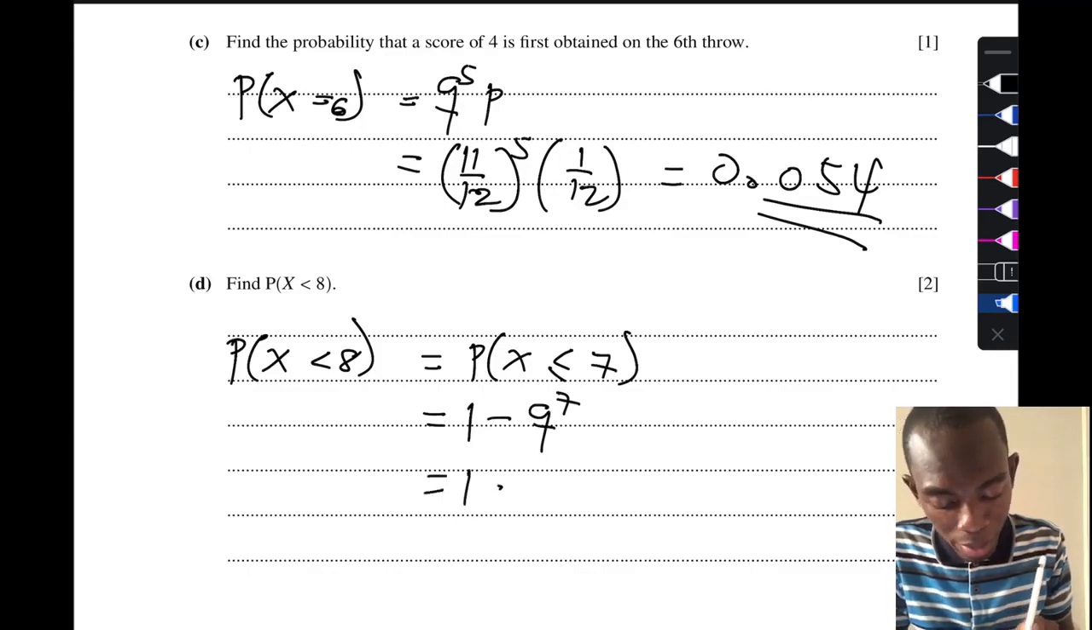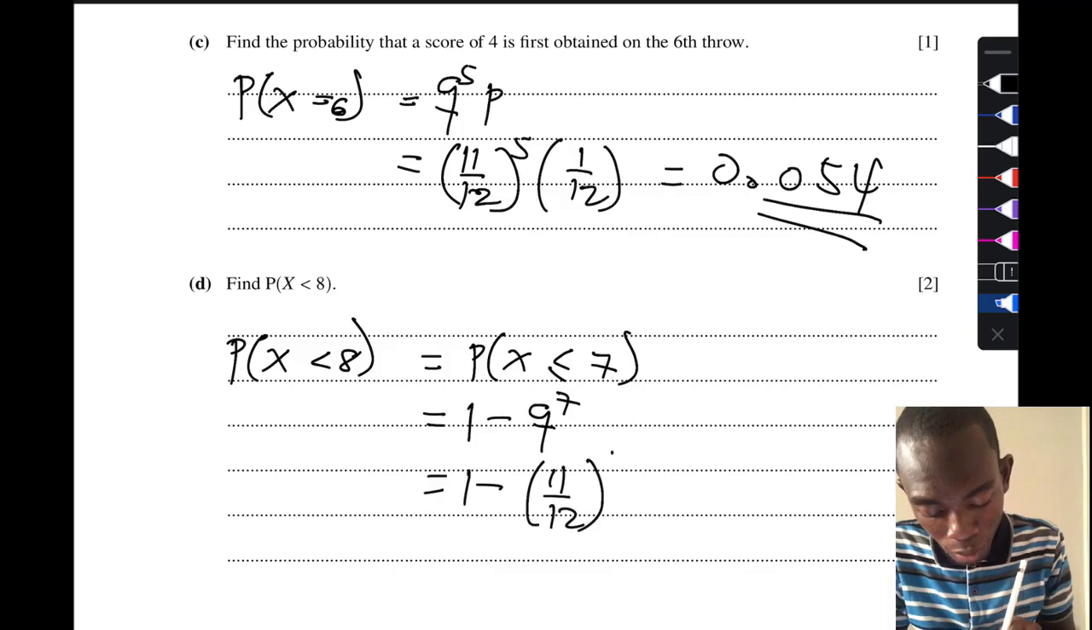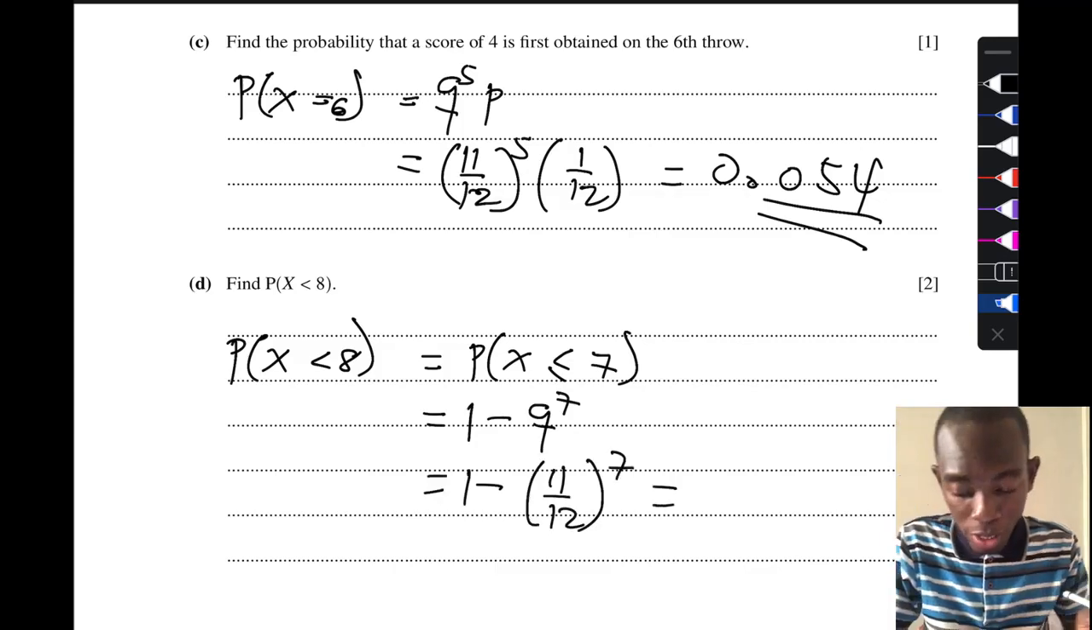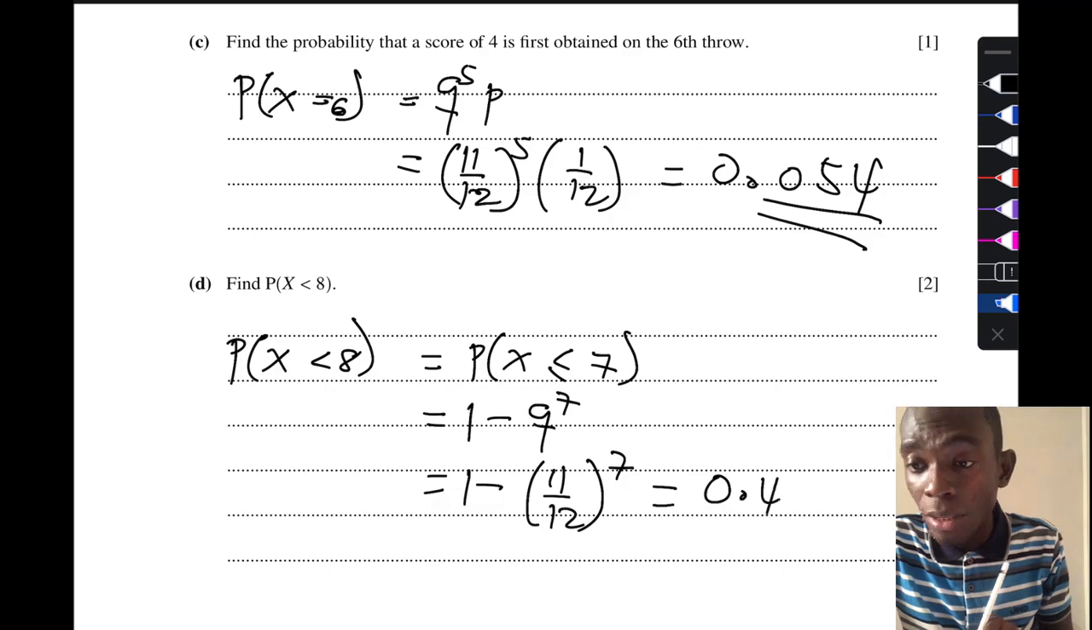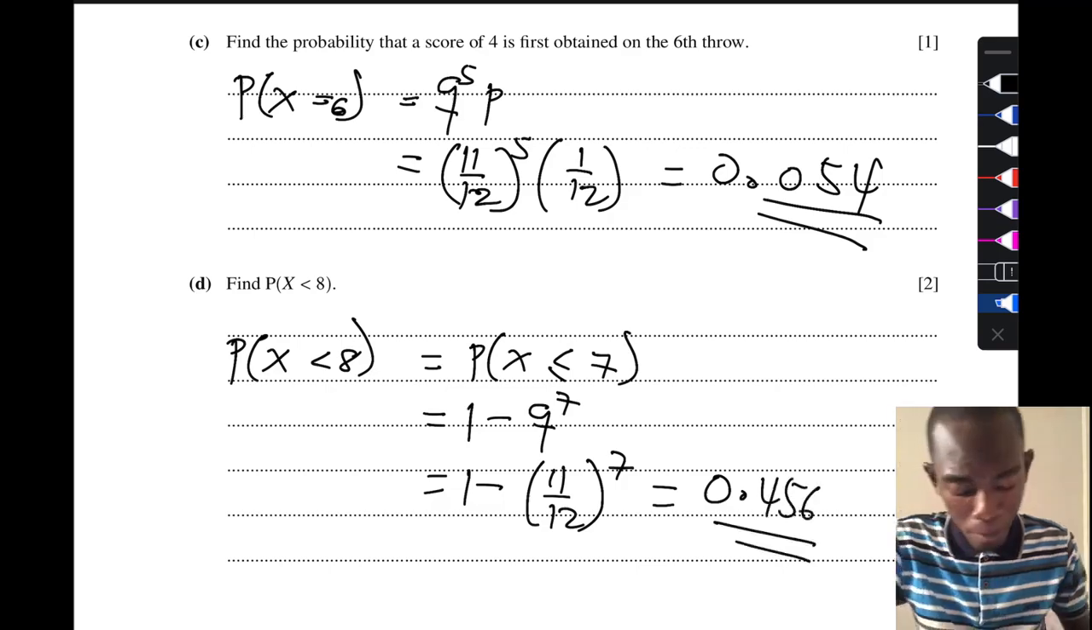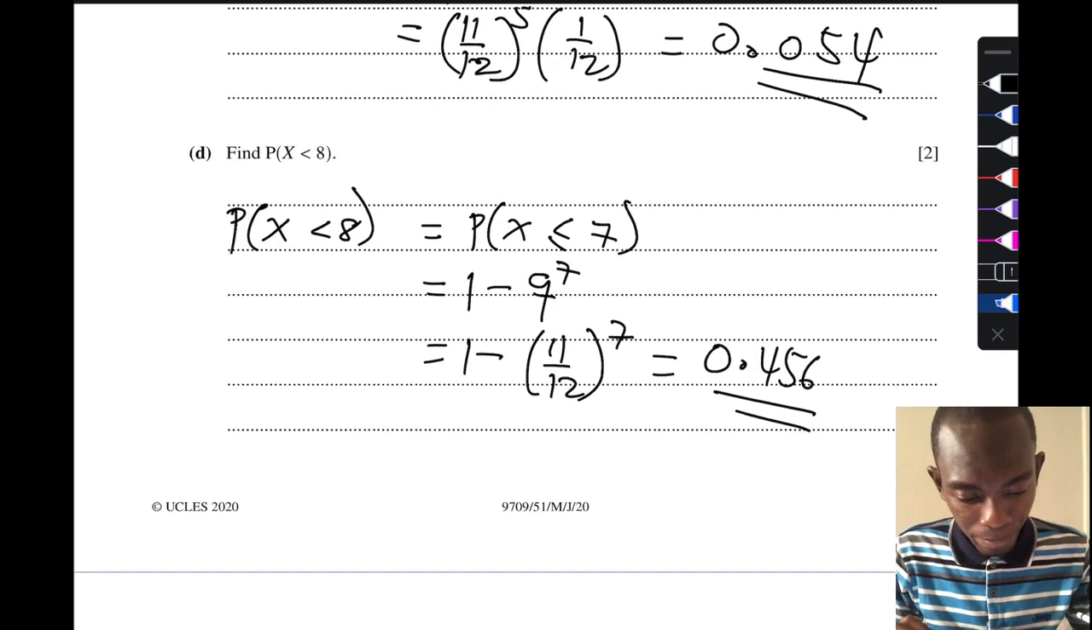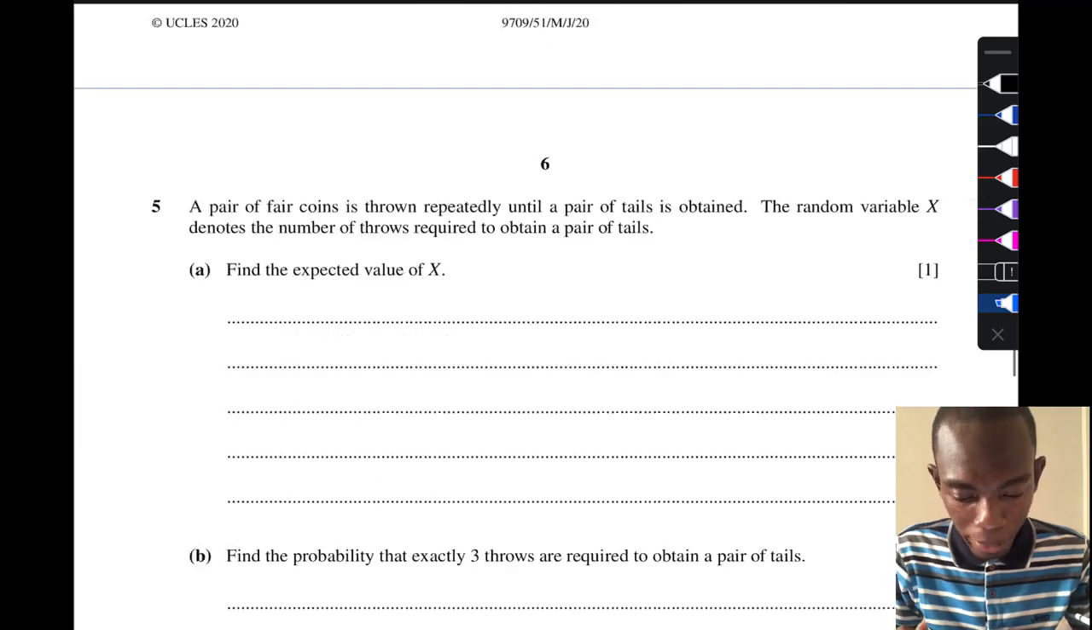And that means 1 minus (11/12)^7. I put everything on a calculator for 2 marks: 1 minus (11/12) to the power 7, and that is 0.456. Great. Okay, what else do we have here?